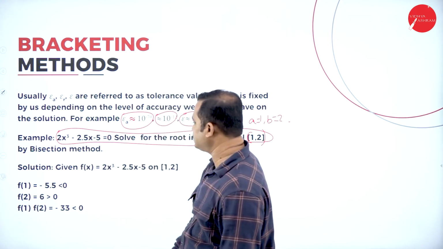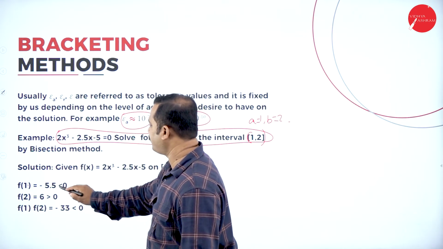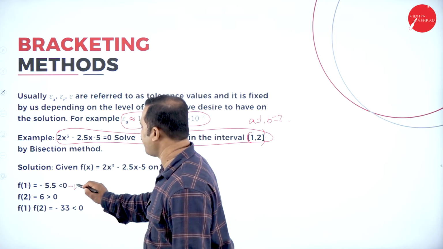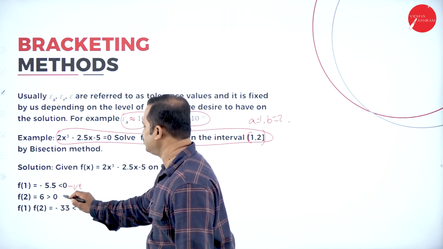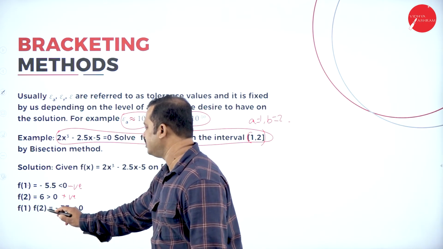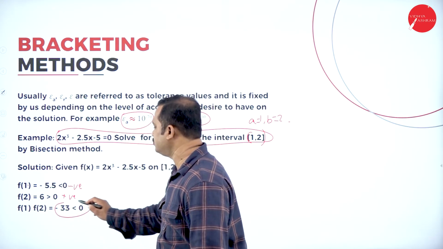If that is the case, what is the value of a here? F of 1 is minus 5.5, which is a negative sign, and f of 2 is 6, greater than 0, so it is a positive sign. So we have f of a into f of c. How can I obtain that? Negative into positive obviously leads to a value less than 0.